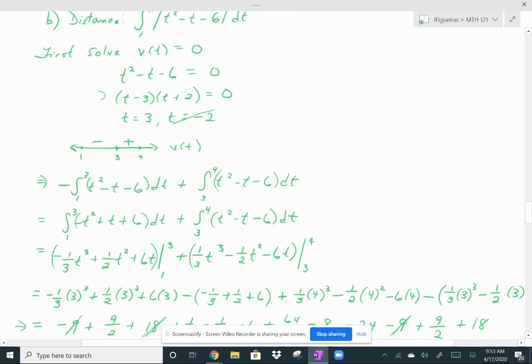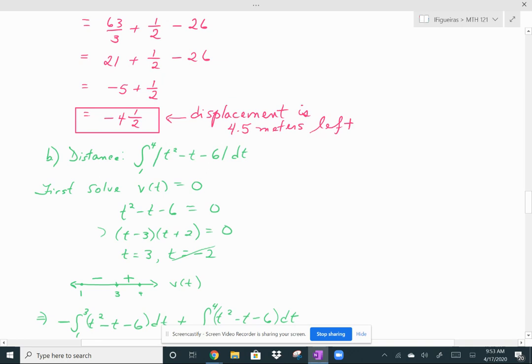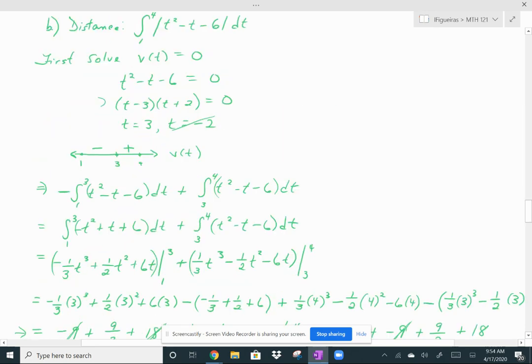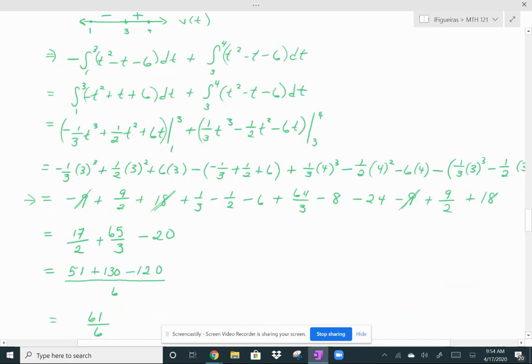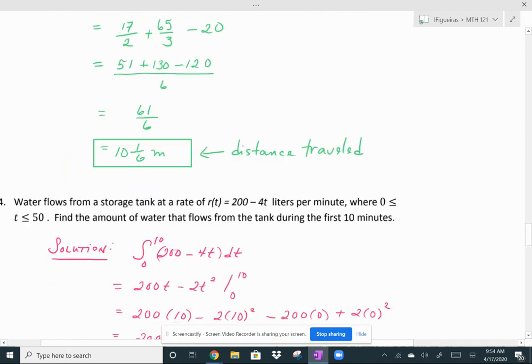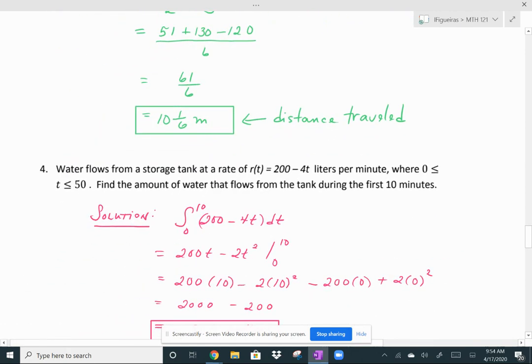And if you recall, that is quite different than the displacement of the object, which was 4.5 meters to the left. So distance traveled and displacement are not necessarily the same, although they can be.